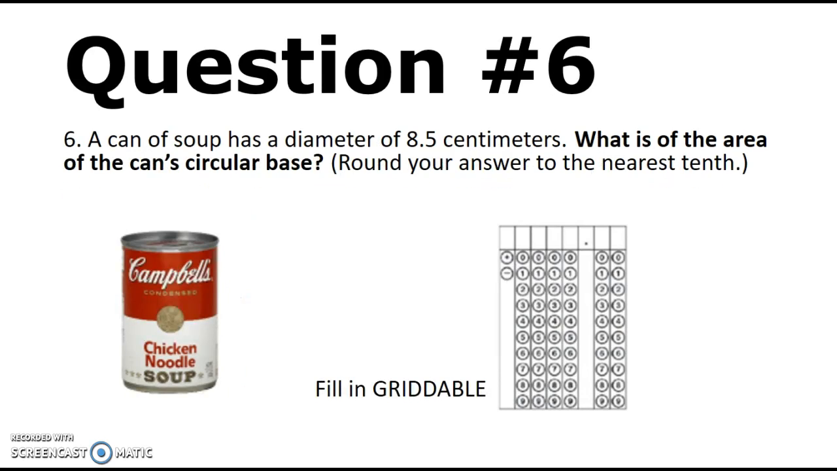Question number 6. A can of soup has a diameter of 8.5 centimeters. What is the area of the can's circular base? Round your answer to the nearest tenth. Fill in the griddable.